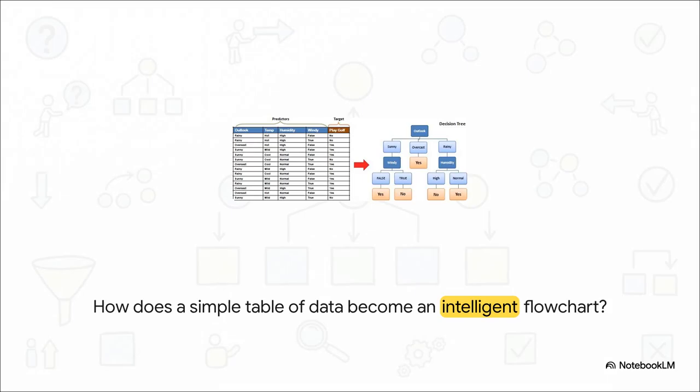All right, so check this out. On one side, you've got this super simple table of data, just info about when someone might play golf. And on the other, an intelligent flowchart that's basically learned from that data. The million-dollar question is, right? How do you get from A to B? How does a machine automatically turn that table into this smart decision-making tree? Well, that's exactly what we're going to unpack.